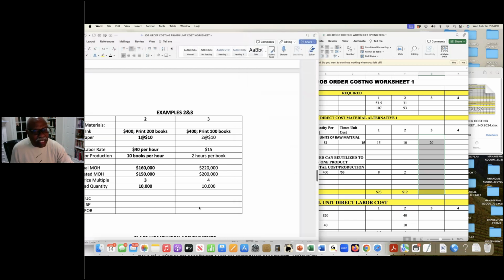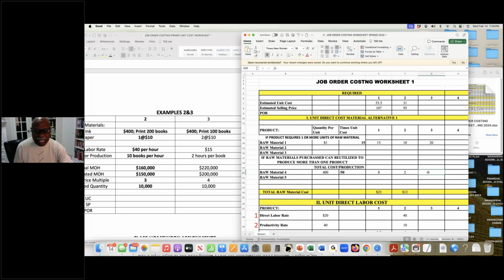Books cost $400. We could print 100 books. So the cost in the books is what? 4. That's 4. And so our total raw material cost is what? 24.